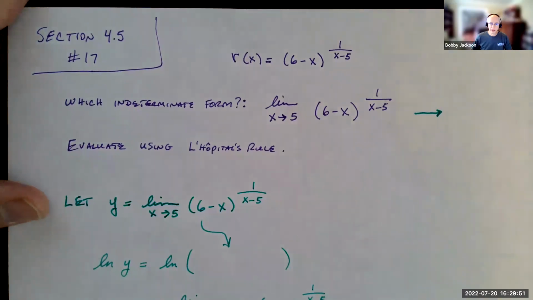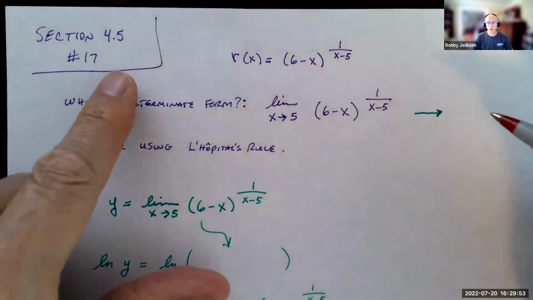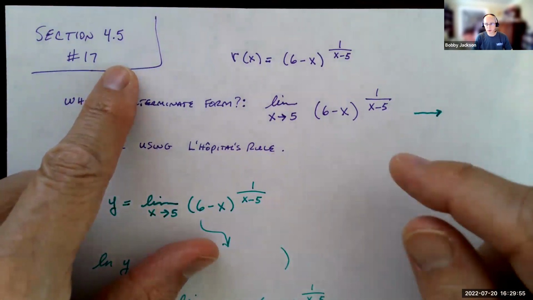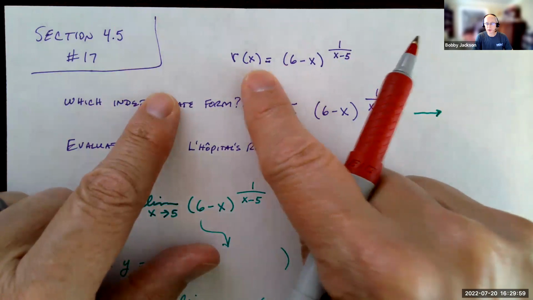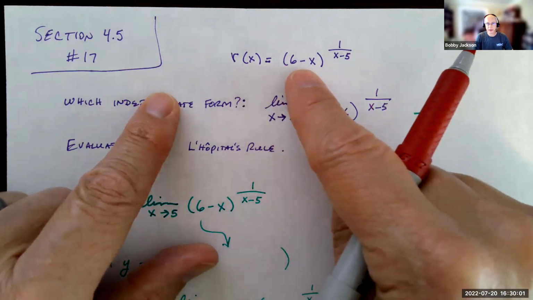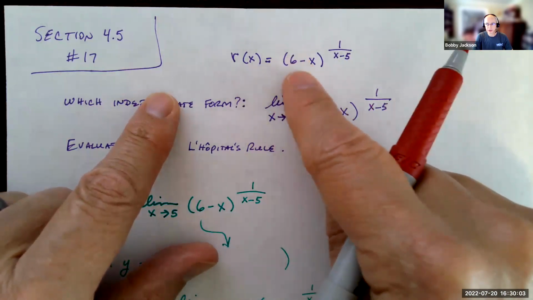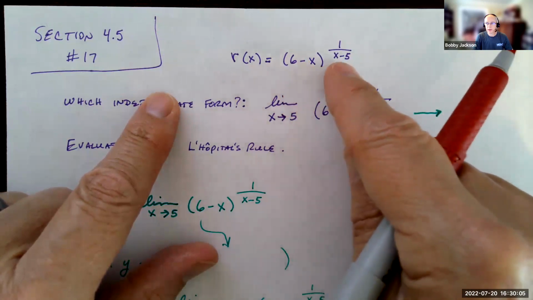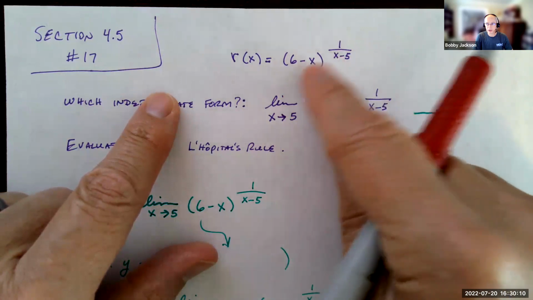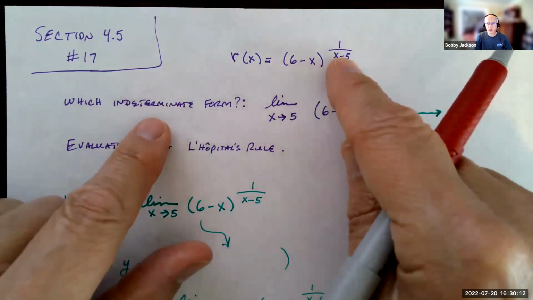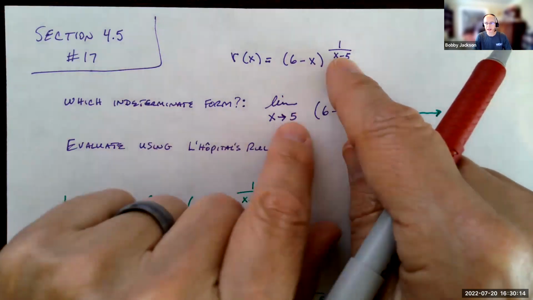Hey everyone, we're going to look at number 17 in section 4.5 on L'Hopital's rule. And they give you this function here. R is a function of x, has a base of 6 minus x. Notice the parentheses, very important here, raised to this exponent 1 divided by x minus 5. So this is an exponential expression. And they talk about which indeterminate form as x approaches 5.